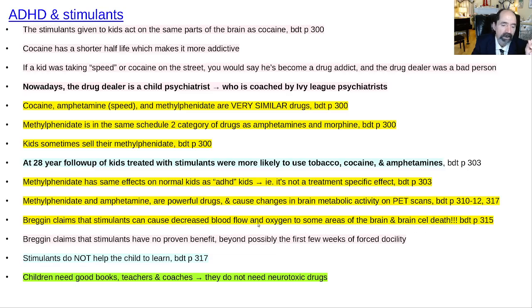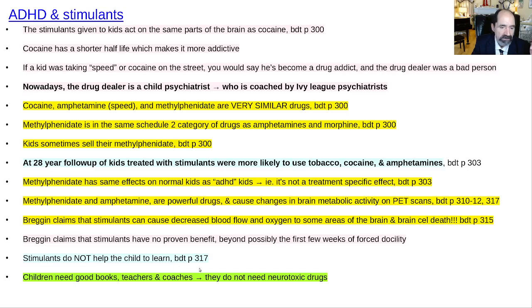Not good. Bregan claims that stimulants have no proven benefit beyond possibly in the first few weeks, if you call forced docility a beneficial effect. Again, the teacher will say, oh, he's so much better because the kid doesn't talk in class anymore and behaves himself. But then if you ask the kid a complex question, you'll see they've got less ability to think in a sophisticated way. And life is tough, you need to have your brain to help guide you through life. There's so much BS that sort of sets you back in life. You need a good brain to be able to think your way out of it. All the sort of traps that are set to just lower you.